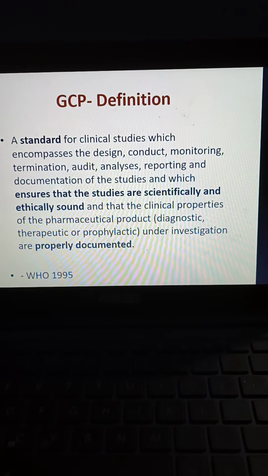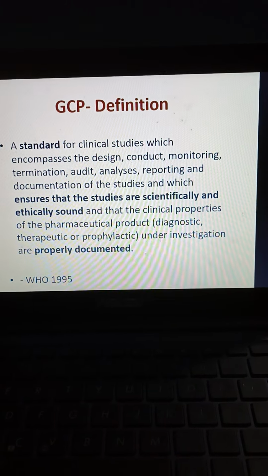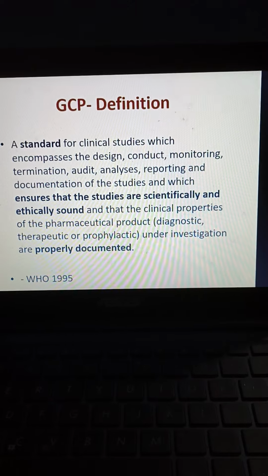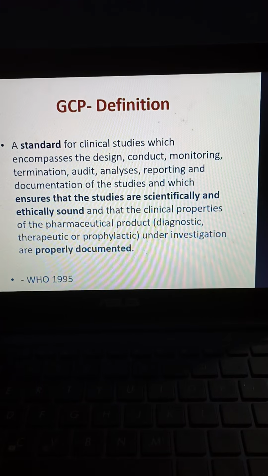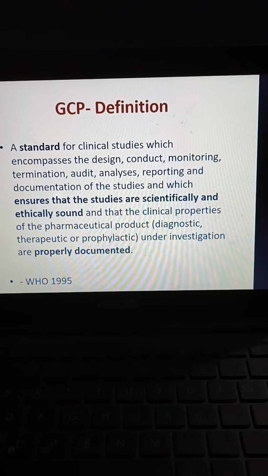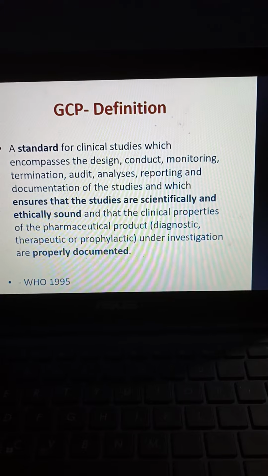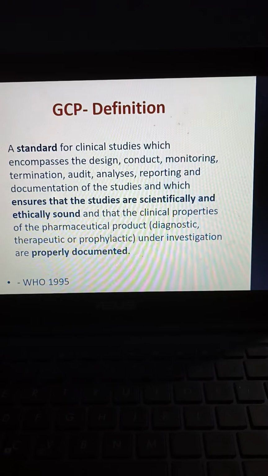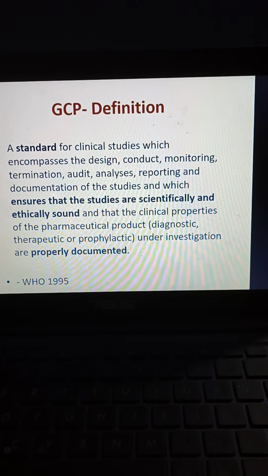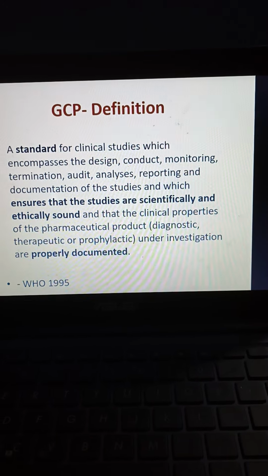Coming to the WHO 1995 definition of good clinical practice, it is a standard for clinical studies which encompasses the design, conduct, monitoring, termination, audit, analysis, reporting, and documentation of the studies, and which ensures that the studies are scientifically and ethically sound, and that the clinical properties of the pharmaceutical product, diagnostic, therapeutic, or prophylactic under investigation are properly documented.